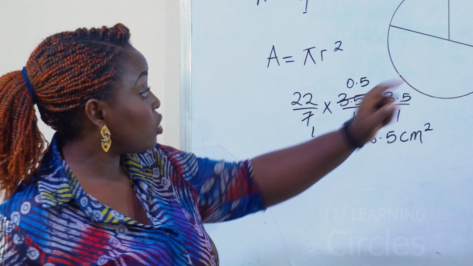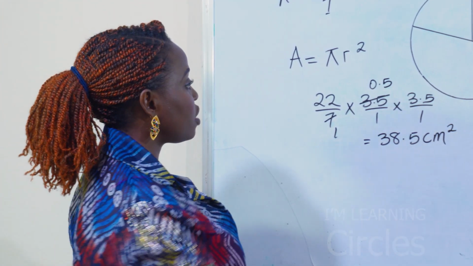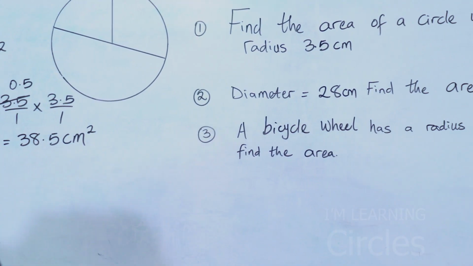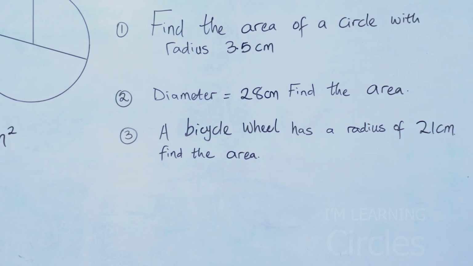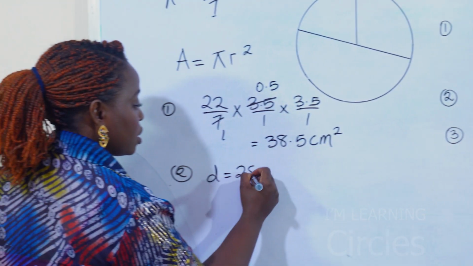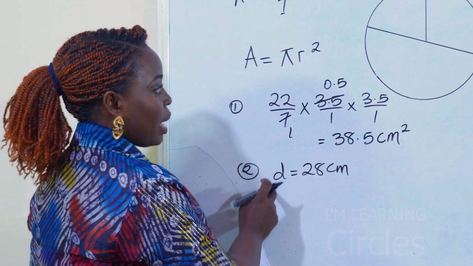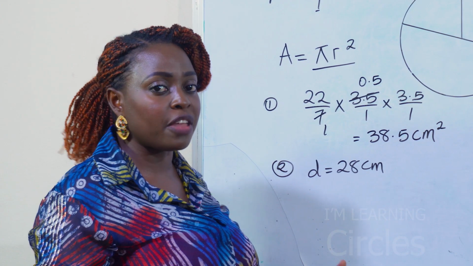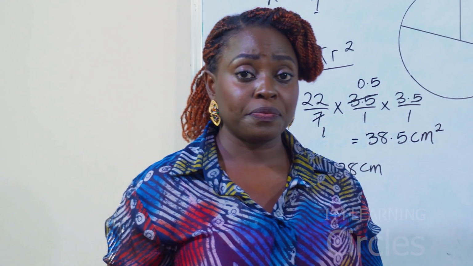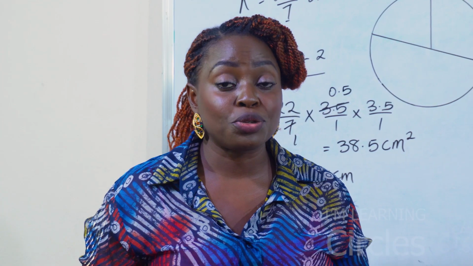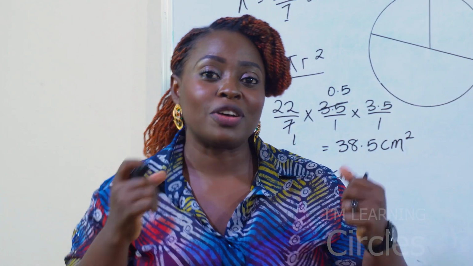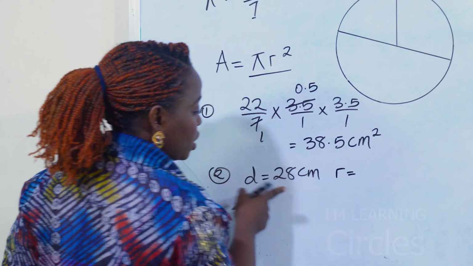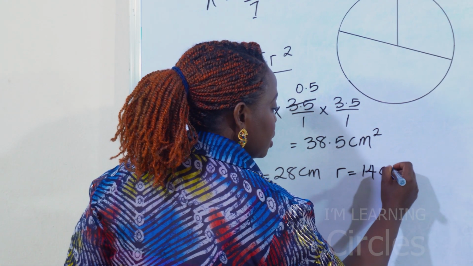Now let's look at number 2. Number 2 question says, find the area of a circle that has a diameter of 28 centimeters. Now it's important to note that what we've been given is diameter as 28 centimeters. But I'm not using diameter to solve for area. Remember, area is pi r squared. So I need to find the radius. If you're given the diameter and you need the radius, all you need to do is divide the diameter by 2, because half of your diameter is your radius. So my radius, when I divide 28 by 2, is 14 centimeters.